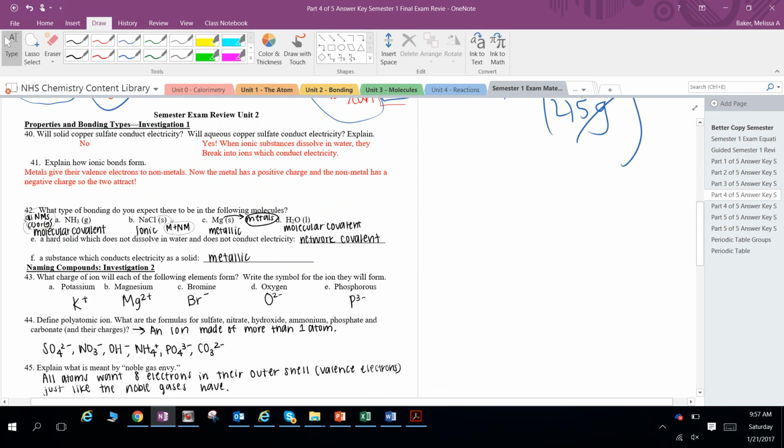Unit 2, this is a little bit more recent here. First question, will solid copper sulfate, and this should honestly have a Roman numeral here, that's a mistake. It should be like copper 2 sulfate so that you know how to crisscross, but it doesn't really matter because what we're interested in is this is a metal and non-metals, so we know that this is ionic.